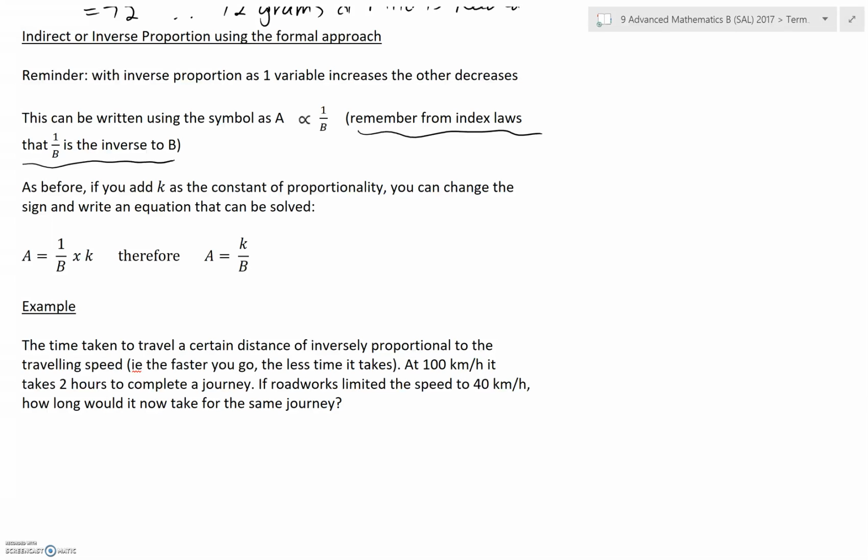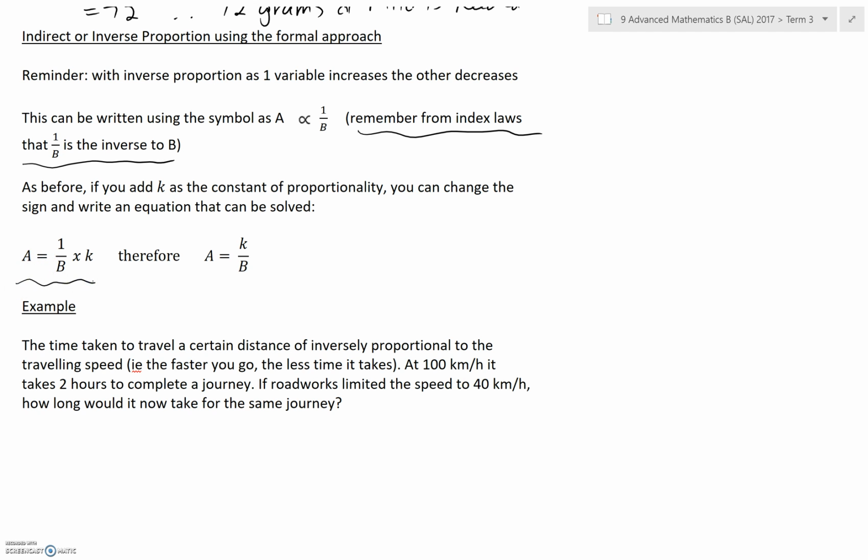Now, just like we had before, we can change the proportional sign to an equal sign if we add in the constant of proportionality, K. How much is the rate that our second variable is decreasing? So to do that, your equation is going to look like this. A equals 1 over B times K. So all I've done is put a K in and change the sign to an equal sign.